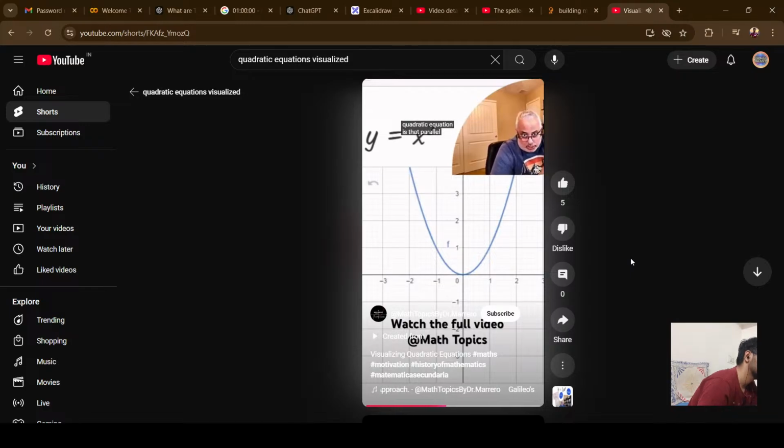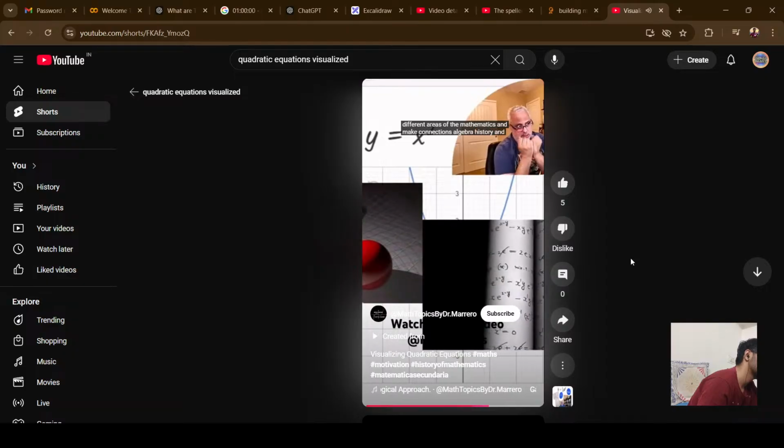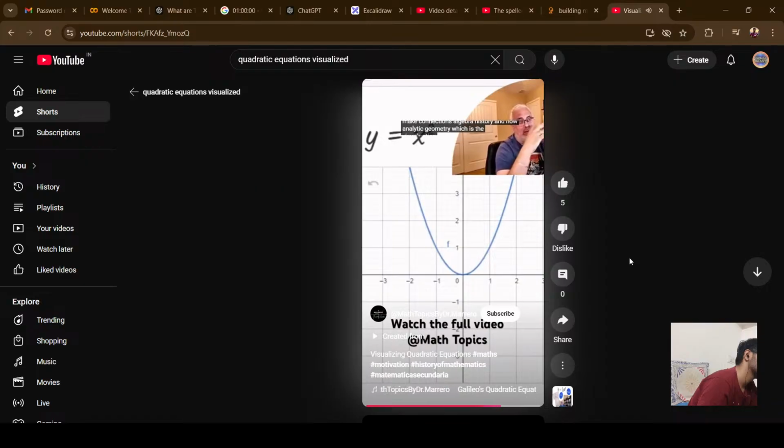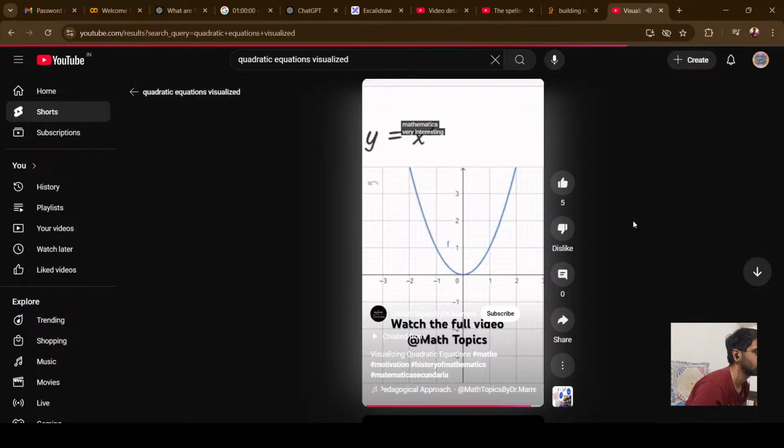It is a parabola. And when I said take this chance or take this opportunity, it is because I want you, as a teacher or a student, to explore different areas of mathematics and make connections. Algebra, history, and now analytic geometry, which is the visualization of one equation in one graph. This is the evolution of the history of mathematics. Very interesting.